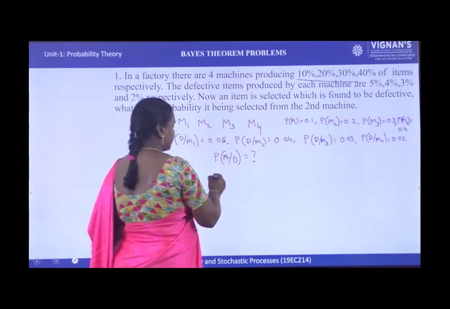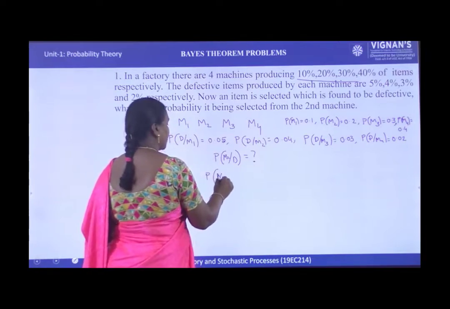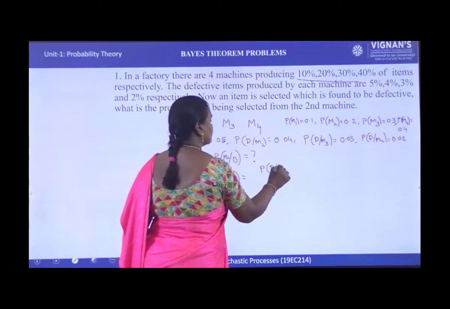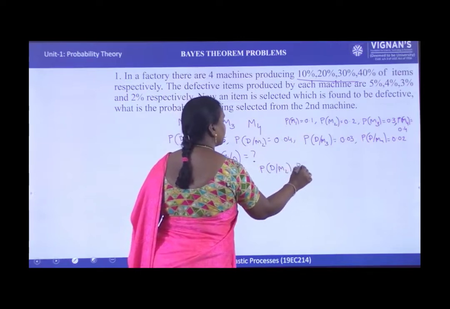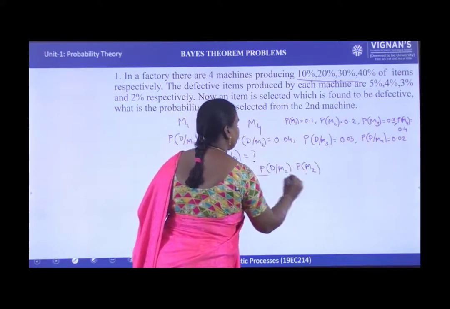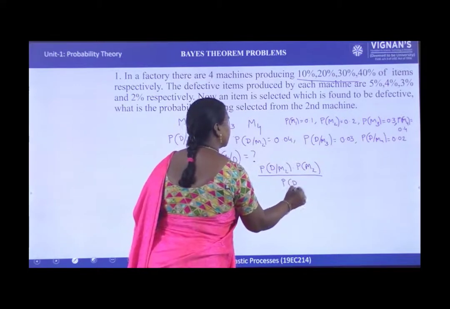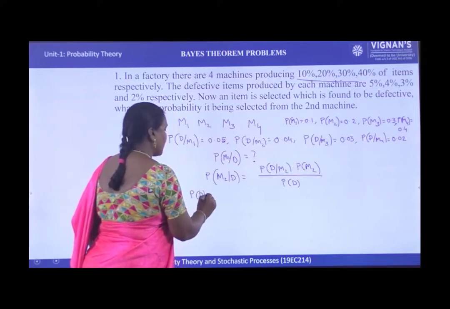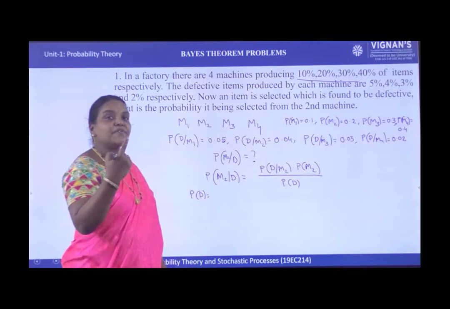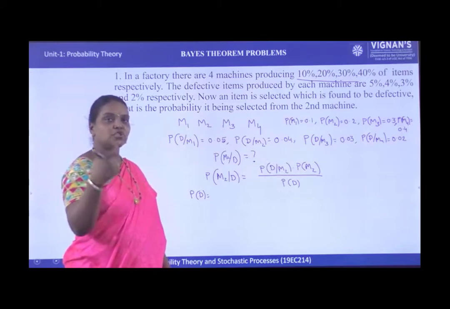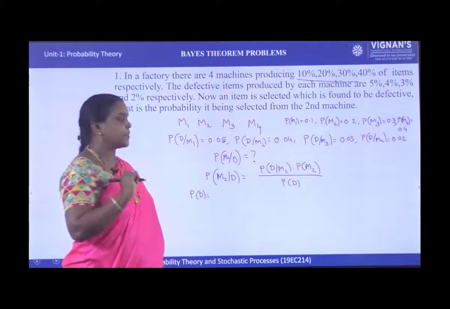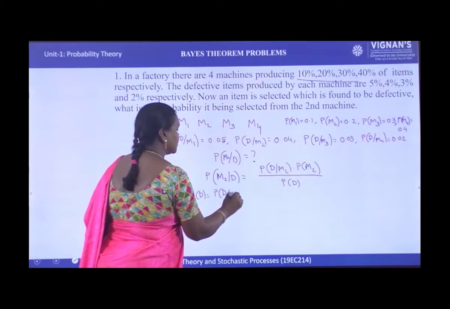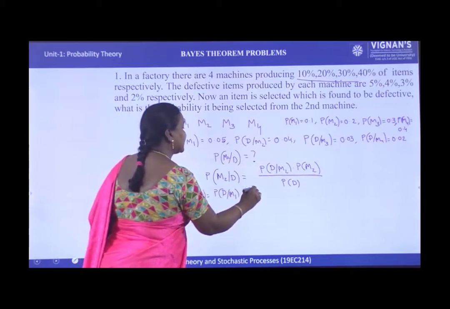So what is the formula? P of M2 by D is equal to P of D by M2 into P of M2 by P of D. And what is P of D? So the total probability of defectiveness means it can be from machine 1 contribution, machine 2 contribution, machine 3 contribution and machine 4 contribution. So machine 1 contribution is P of D by machine 1 into what is the probability of selecting machine 1 products.